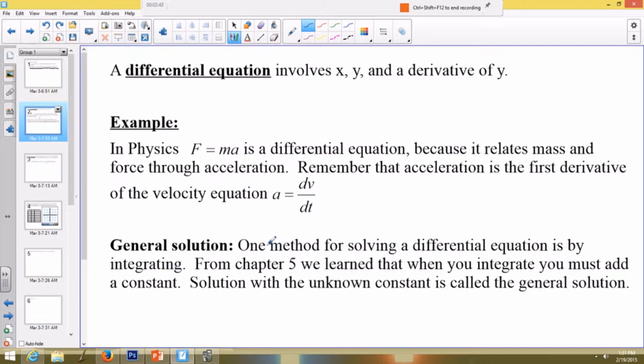But we're going to integrate most times to get the general solution of a differential equation. And we learned in chapter 5 that when you integrate, you must add a constant. And we don't know what that constant is. And so with that unknown constant in that solution, it's called the general solution.